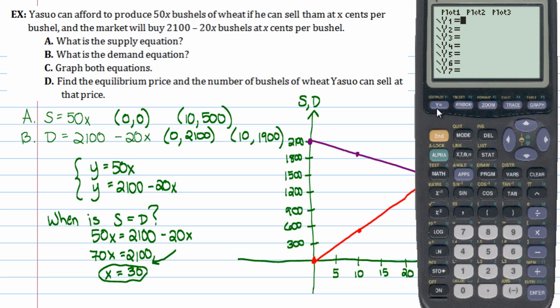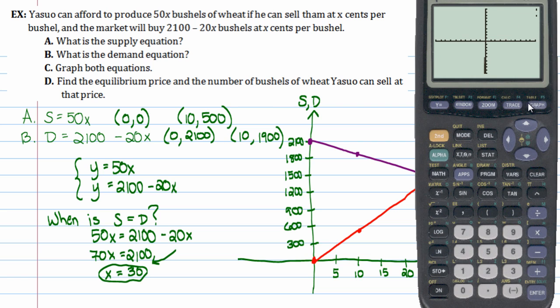If you want to use a graphing calculator, you hit y equals. Remember, your menu up here for graphing is whenever you graph, you access the upper menu. I hit y equals, and I'm just going to type in 50x for the one equation. Hit enter, and now for the second equation, I'll type in 2100 minus 20x.